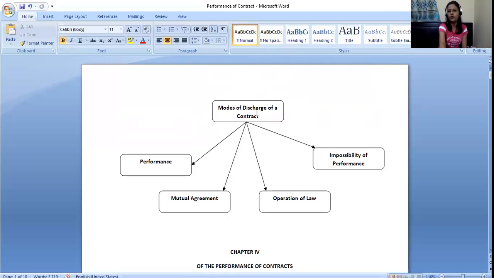So how can a contract be discharged? These are the modes of discharge of a contract. Two parties are there. One made a promise, another accepted the promise. They both entered into the contract. Now, how will they discharge the contract? There will be certain responsibilities of both the parties. So how will they discharge that particular contract? It can be done in various ways. These are the different modes of discharging a contract that we will see.